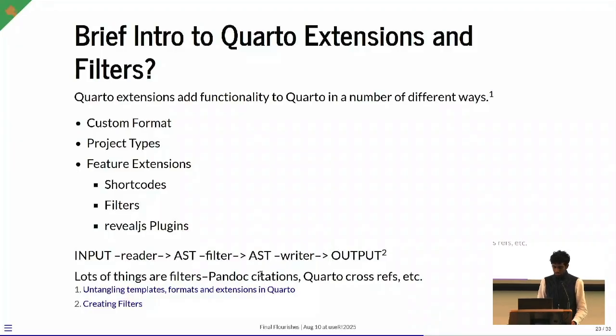So lots of things are filters. Quarto essentially is an orchestrator around pandoc, if you weren't familiar. And so pandoc citations, Quarto crossrefs, and there are a bunch of other things you could find. These are just a couple examples.